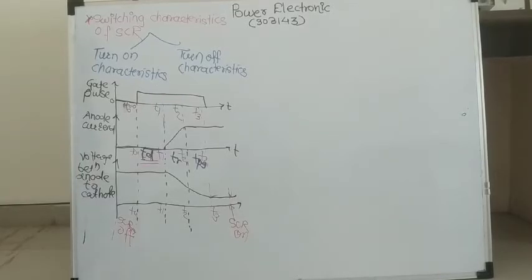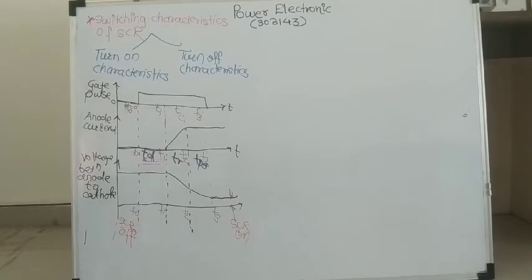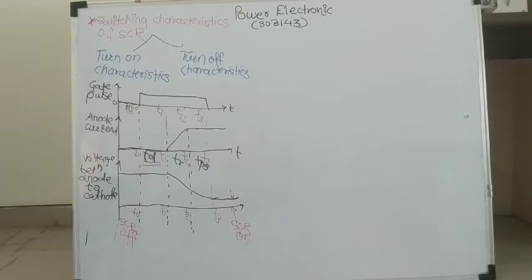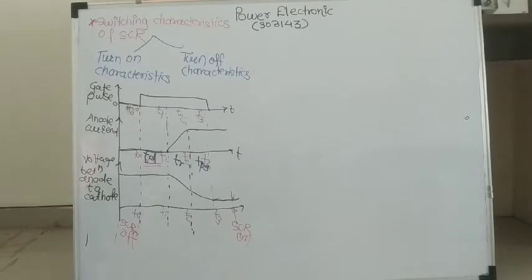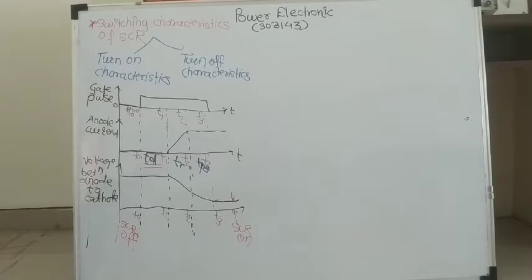Now I will explain one by one. First of all, see here SCR is turned on by applying the gate pulse. This is the basic thing. To turn on the SCR, gate pulse is necessary, because in the previous lecture we learned the turn on methods, and applying gate pulse means gate triggering is the most significant or practically used method to turn on the SCR. Hence it is very necessary that we should apply the gate pulse to turn on the SCR.